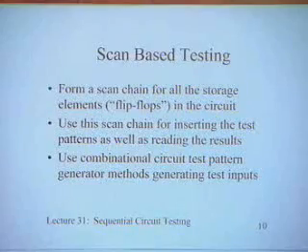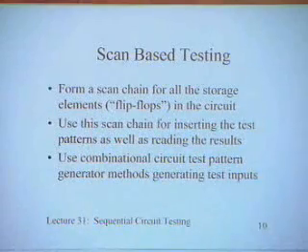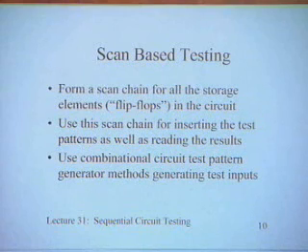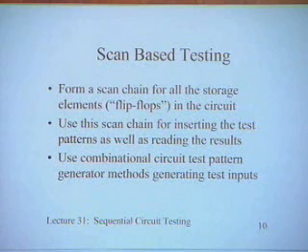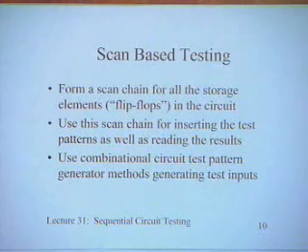But to do all that, I do not use the paths that are provided by the circuit. I make a special path which is called the scan path. The scan path is basically nothing but cascading of all the flip flops that are present in the circuit. All the storage elements in the circuit are accessible sequentially using this scan path. So, I form a scan chain for all the storage elements in the circuit. Use this scan chain for inserting the test patterns as well as reading the results. We will see how it happens. Use combinational circuit test pattern generation methods for generating test inputs.